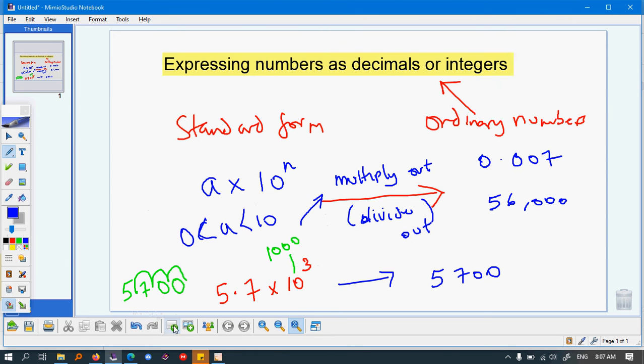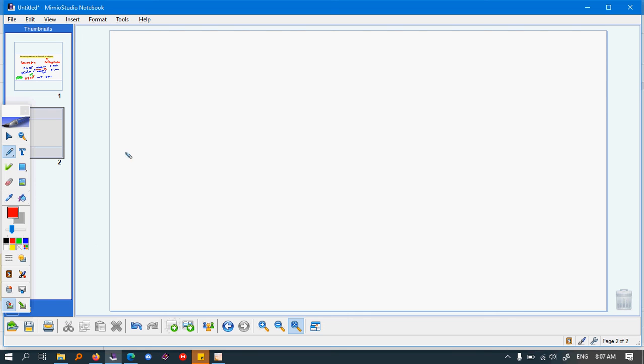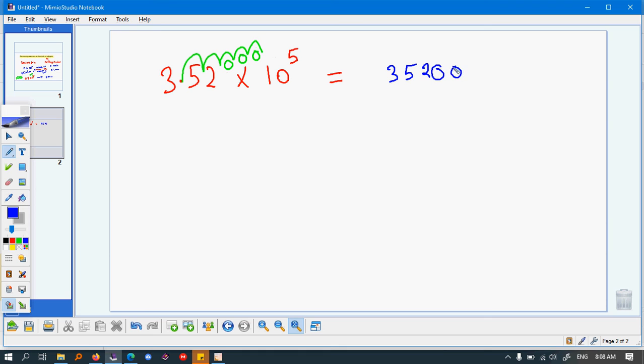Let's take another example. If my number is, for example, 3.52 times 10 to power 5, I'm going to move the decimal point 5 times, so that is 1, 2, 3, 4, 5, and I'll place zeros in those placeholders. So my answer becomes 352,000.